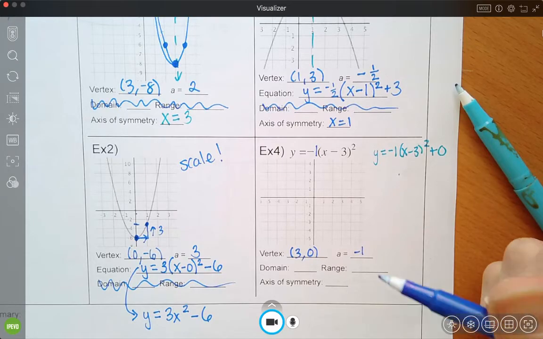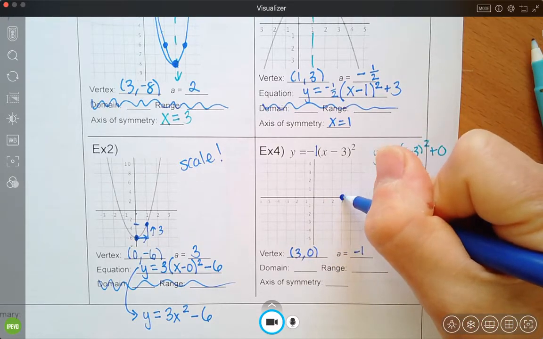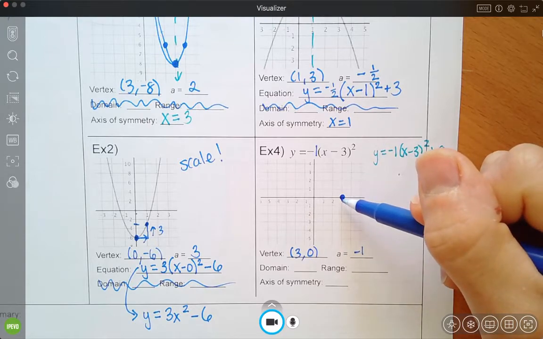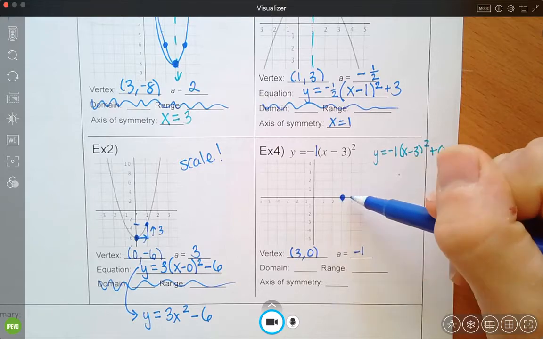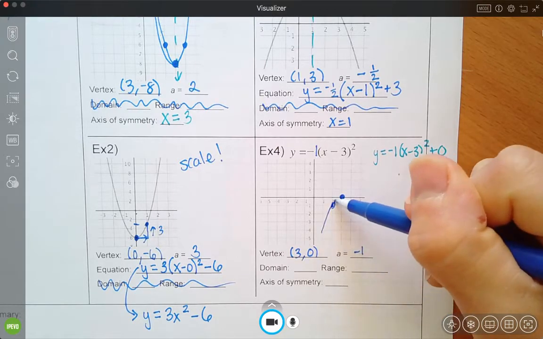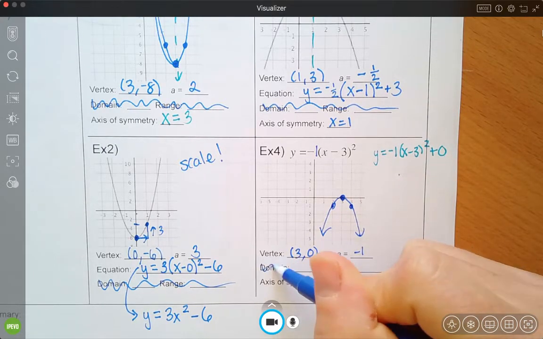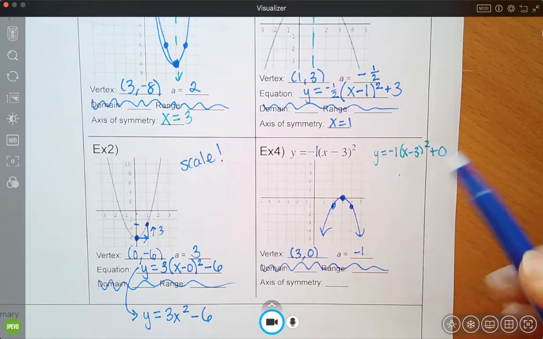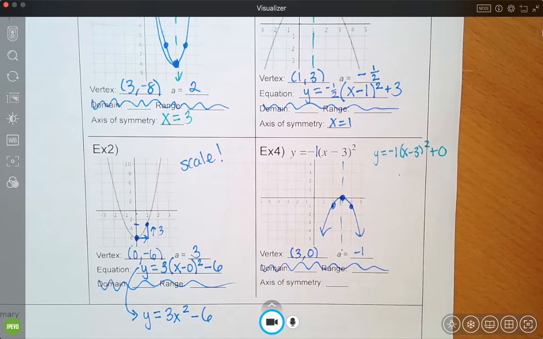So let's go ahead and graph it. (3, 0), x coordinate of 3, y coordinate of 0, so we're not going up or down. The stretch is negative 1. So from the vertex, we go over 1 in both directions, and we go down 1. And there's my parabola. Domain and range we're skipping for now. And the axis of symmetry, x equals 3.